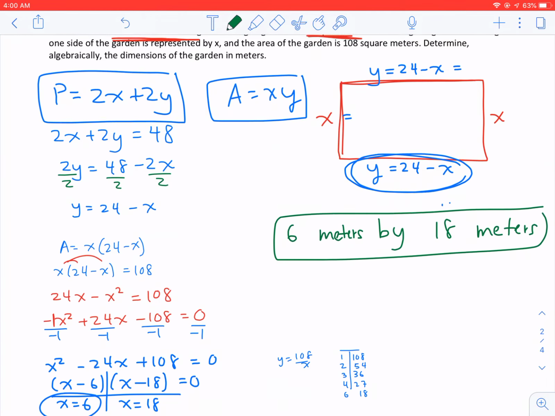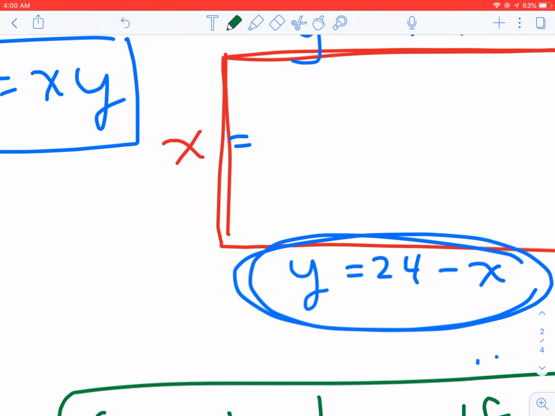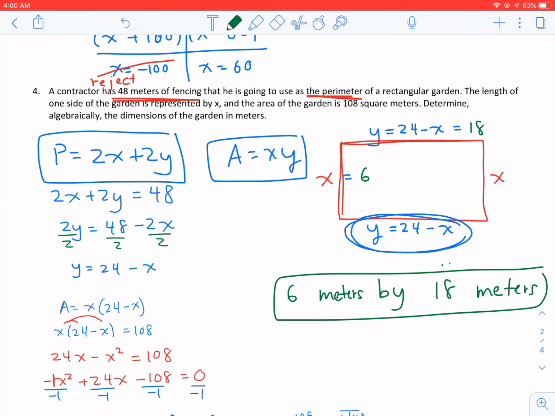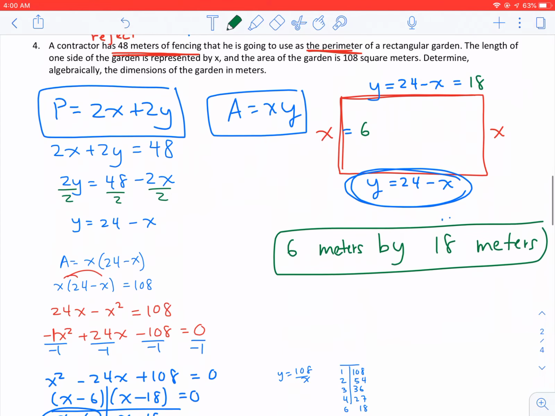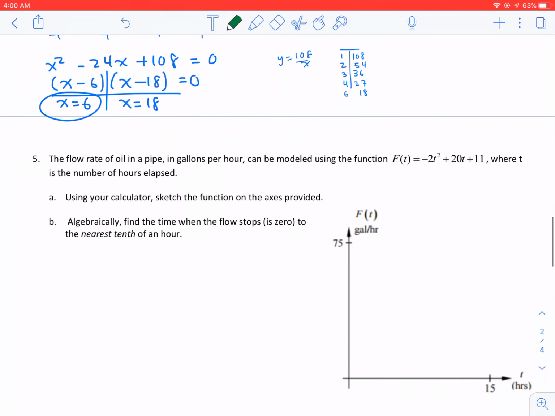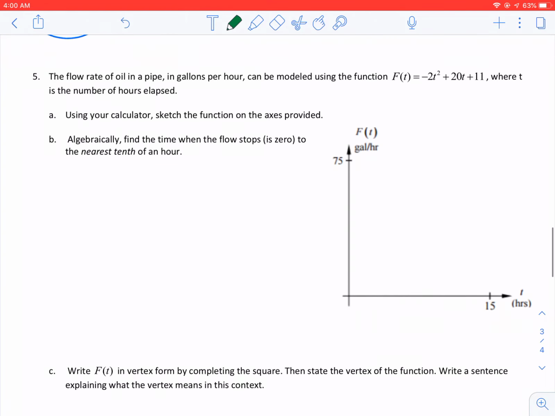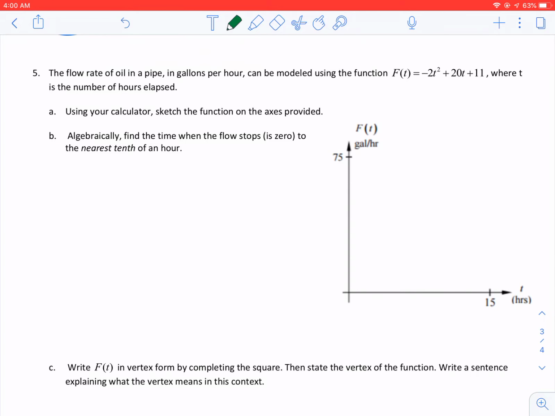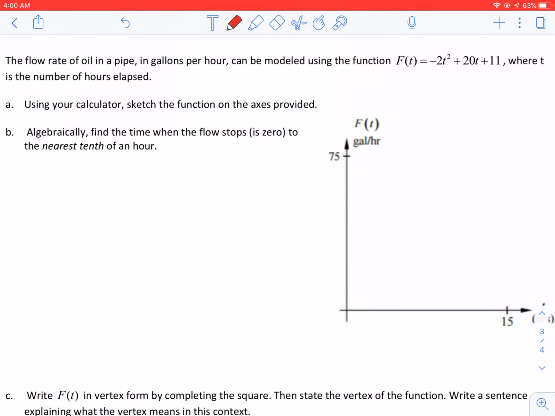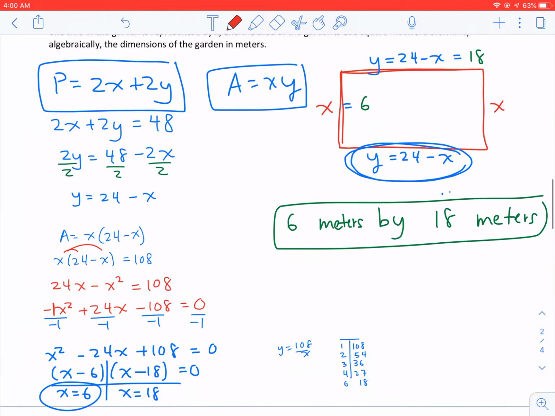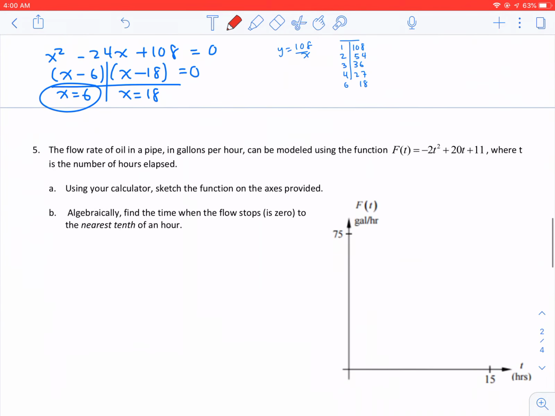Alright? So let's say we went with the x equals 6 answer. Y would be 24 minus 6, which is 18. Those are our dimensions, 6 by 18. Alright, so your homework, you're going to have something similar, but not quite as tricky. But still, if this one made sense, I think you can do problems similar to that one.